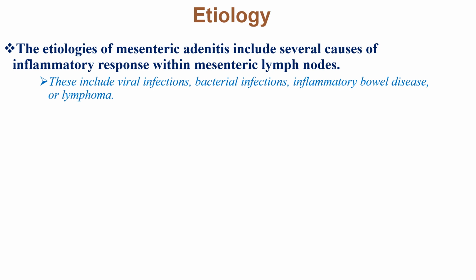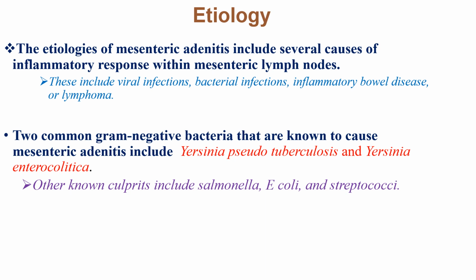The etiology of mesenteric adenitis includes several causes of inflammatory response within mesenteric lymph nodes. These include viral infection, bacterial infection, inflammatory bowel disease, or lymphoma. Two common gram-negative bacteria that are known to cause mesenteric adenitis include Yersinia pseudotuberculosis and Yersinia enterocolitica. Other known culprits include Salmonella, E. coli, and Streptococcus. But overall, the most common cause of mesenteric adenitis in pediatrics is viral. But if it is bacteria, Yersinia is the most common one.